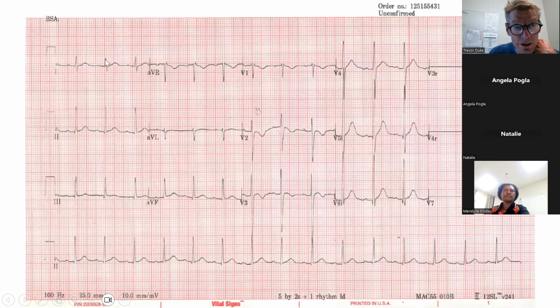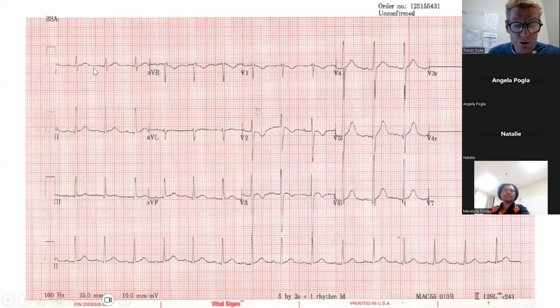Here, you've got 1, 2, 3 small squares. So again, the rate is just over 100, just under 100, I would say. It's just over 3 small squares. So say 3.2, 300 divided by 3.2 is around about 95. So the rate's about 95.